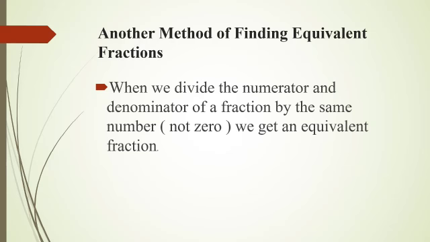Another method of finding the equivalent fractions. In our last slide, we multiply the numerator and the denominator of a fraction by the same number, not 0, we get an equivalent fraction. Another method of finding the equivalent fractions. When we divide the numerator and denominator of a fraction by the same number, not 0, we get an equivalent fraction.